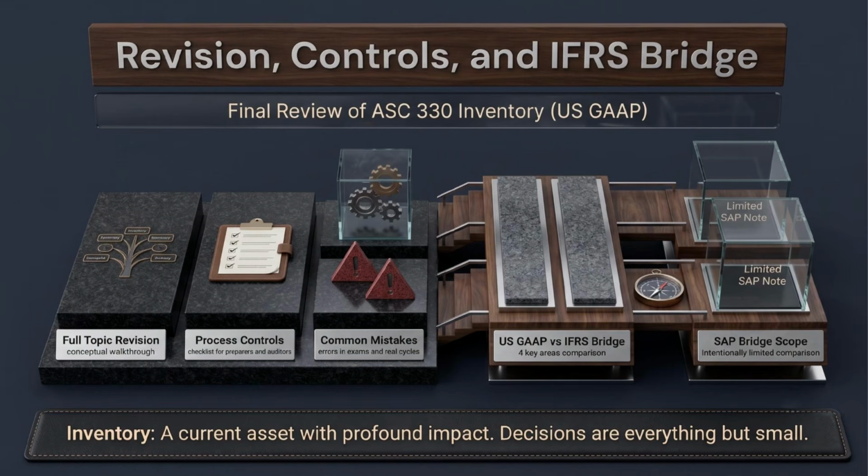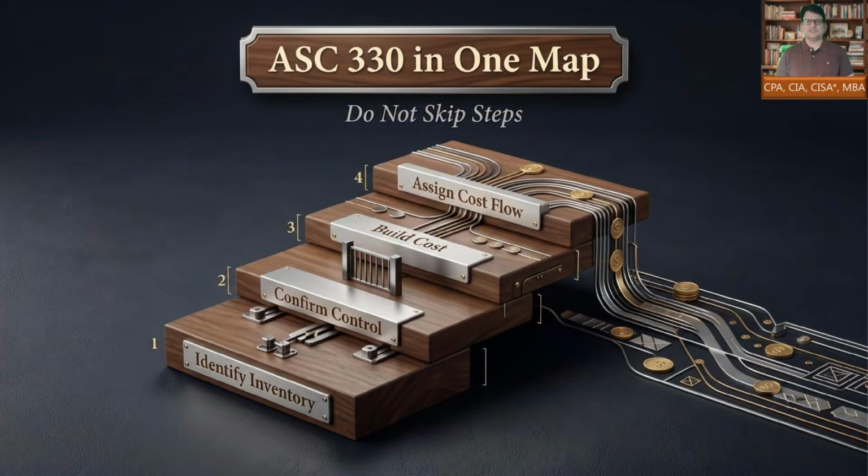Inventory is a current asset, but the decisions behind it are not small at all. Think of ASC 330 as a sequence. First, identify whether the item is inventory. Second, confirm control and cutoff because you should not build cost on goods the entity does not control. Third, build inventory cost using the condition and location principle. Fourth, assign the cost flow using the appropriate method. If you skip the order, errors start multiplying. Testing valuation before cutoff is like checking the price tag on goods you may not even own. It may feel efficient, but it is not accounting discipline.